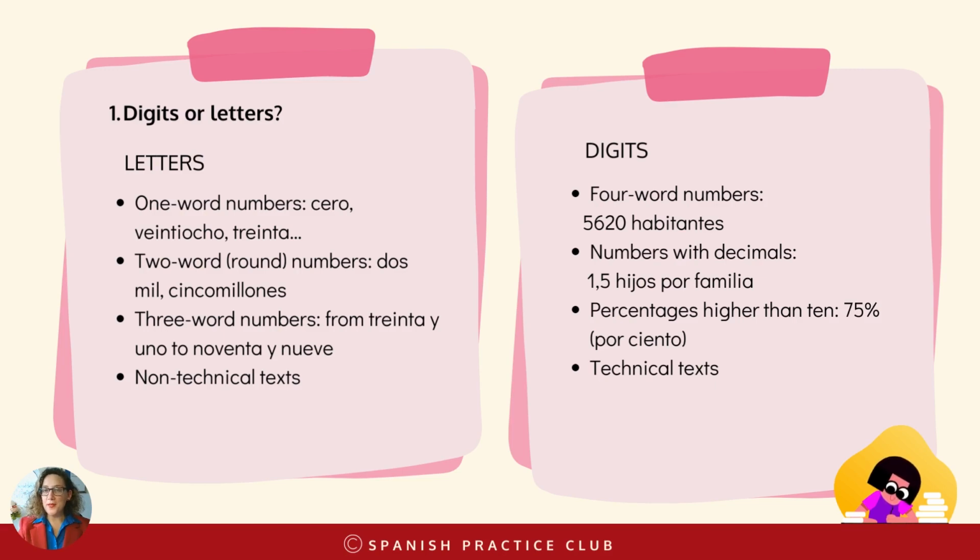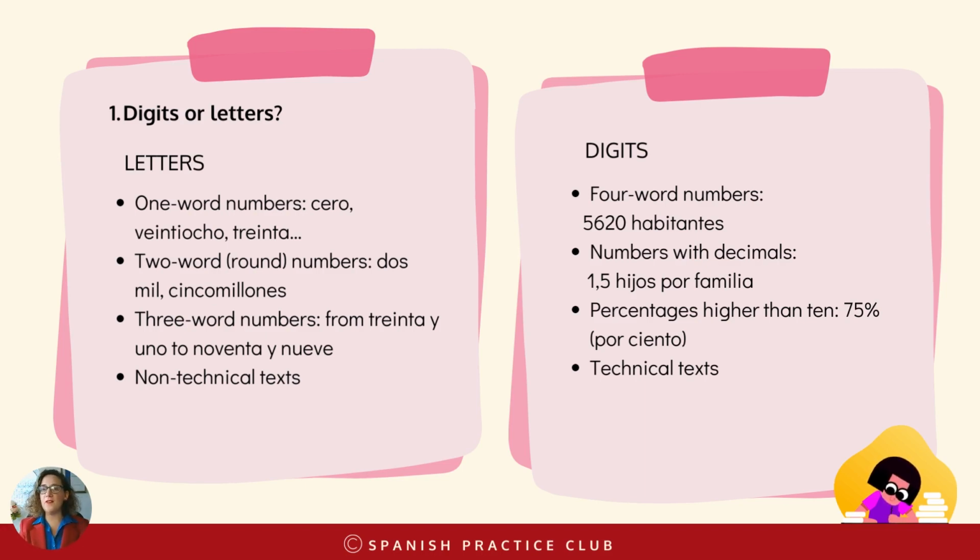When writing numbers in Spanish, do we use digits or do we use letters? So numbers written with 1, 2, or 3 words, and also for non-technical texts, you would use letters. For larger numbers that have 4 digits or more, you would use digits. You would also use digits for writing decimals, and in Spanish we would use a comma. So 1,5 hijos por familia. And also we use digits when we are writing percentages that are higher than 10.